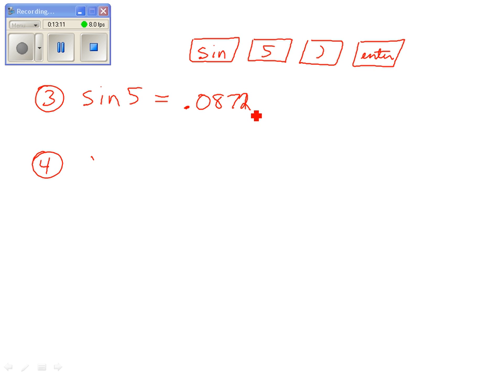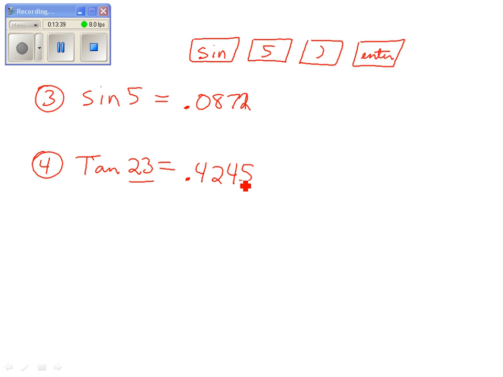Number 4, they say the tangent of 23. So on your calculator, you're going to hit tangent 23. This time we know the angle, so we're just looking for the tangent. The other problems we were doing, we knew what the tangent was and we were trying to find the angle. And we'll do some more of them here in a minute. Hit enter. You get 0.4245.